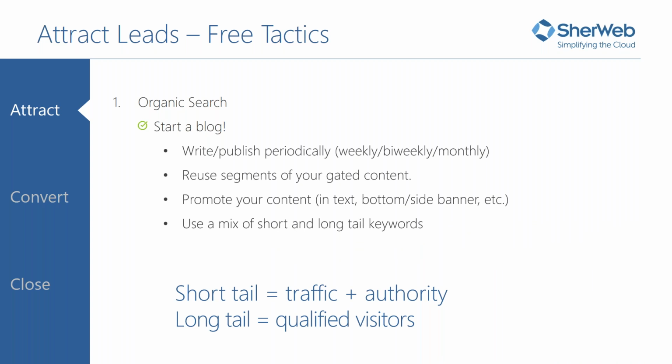And finally, use a mix of short and long-tail keywords. So for that, what we mean is that short tail, for example, would be Office 365 versus Hosted Exchange, or Office 2016 versus 2013. So very generic terms that a lot of people are searching. Of course, it's going to be hard to rank higher, but once you get this high traffic, you'll get a better authority on your site. So that's going to help your other pages to rank too.